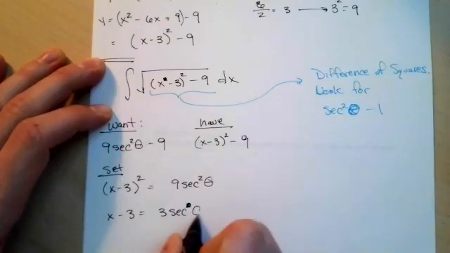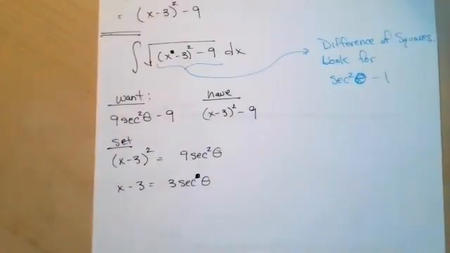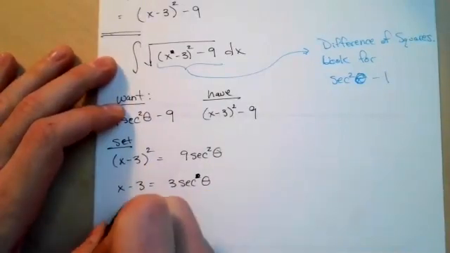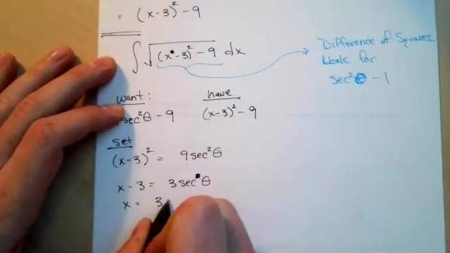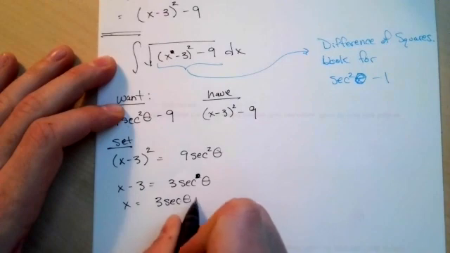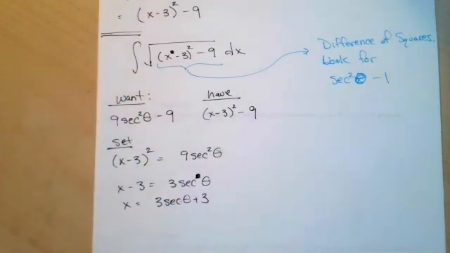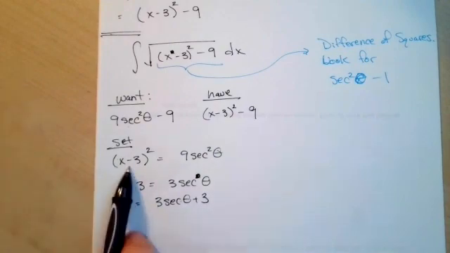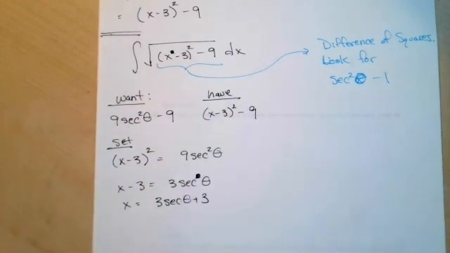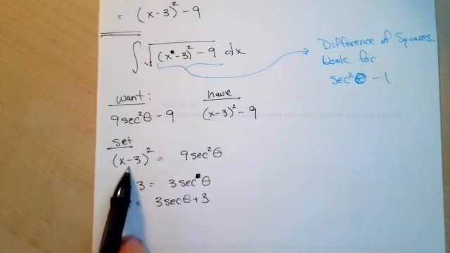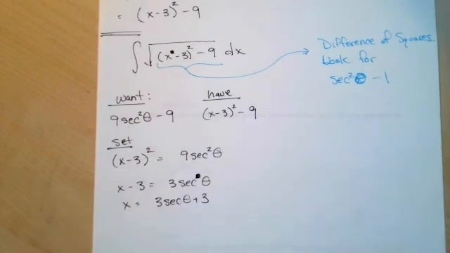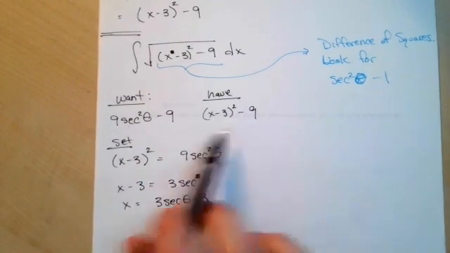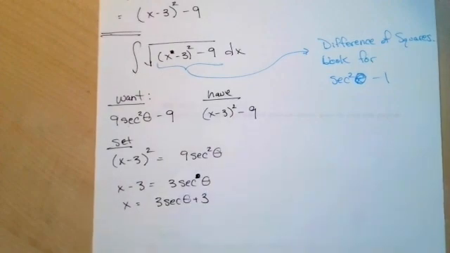Secant theta, and we take our square root and then add 3 over. So x is going to be 3 secant theta plus 3. It seems a little weird at first because we have that plus 3 and the minus 3 in the x. But again, we can just work it out from what we want in terms of the substitution, how we want it to look underneath the square root, and then solve for our x.